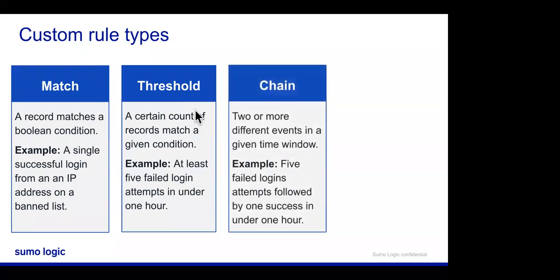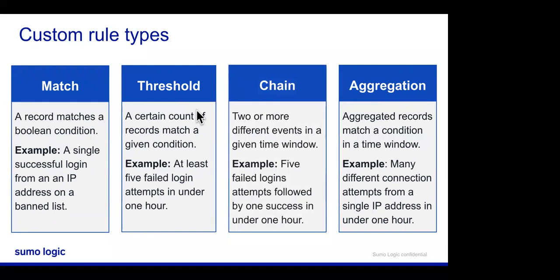Chain rules. Chain rules are like threshold rules, except that we're going to basically bring them together. So we're going to combine threshold rules, if you will, into a chain rule. So here I've got 5 failed login attempts, followed by 1 success. So I'm looking for 2 different conditions there, but I'm combining them together.